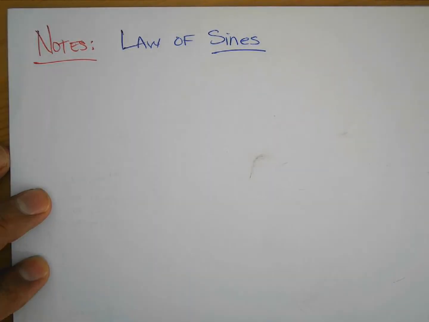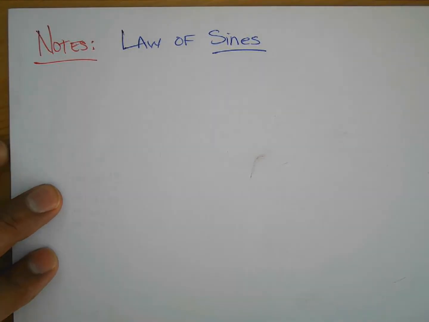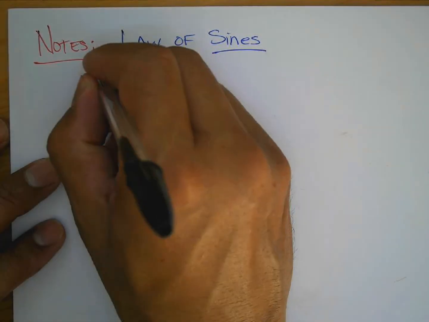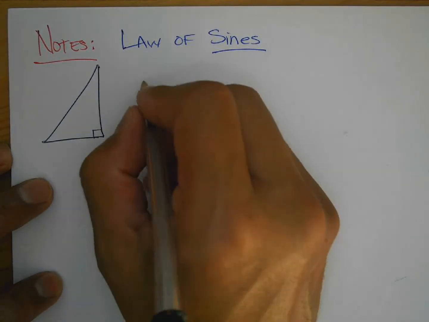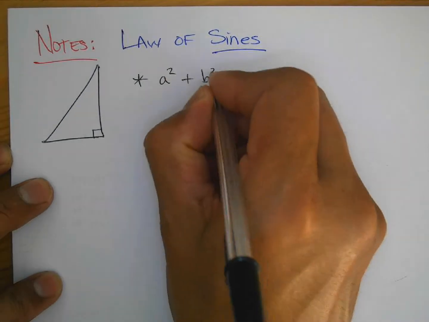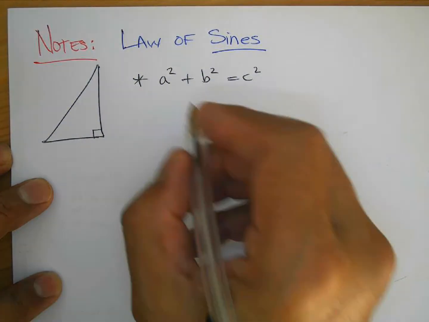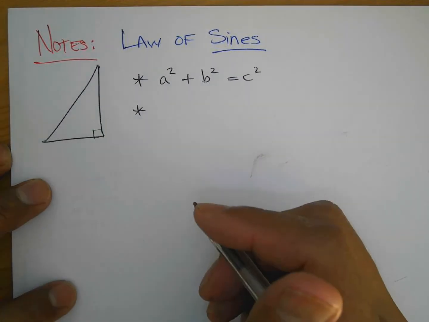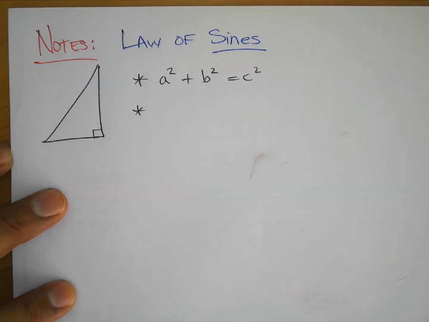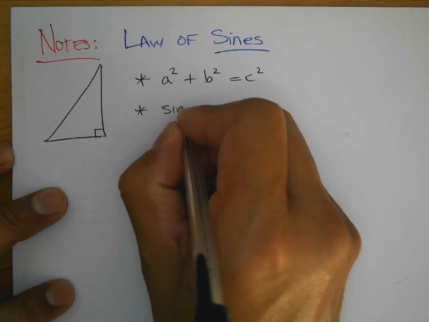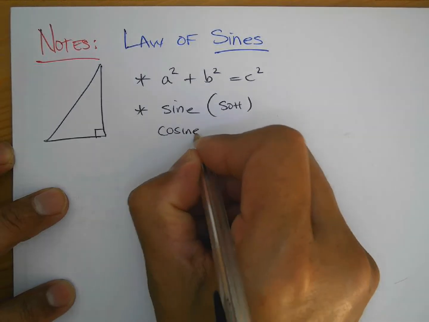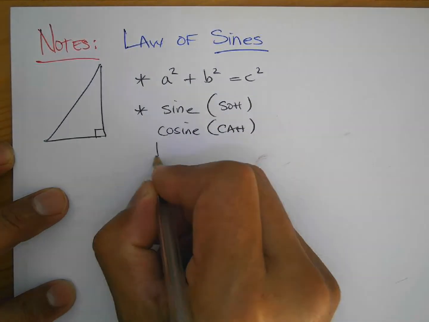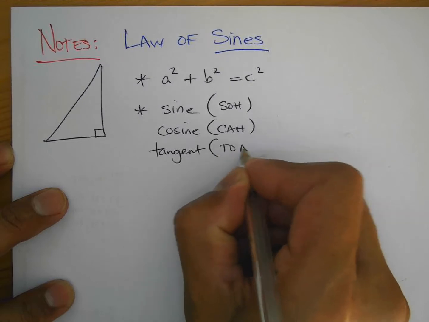Up until now, we've worked with right triangles, which means you can use the Pythagorean theorem to find missing sides. And you can use the trig functions to find missing sides and also to find missing angles. You can use sine, which is SOH, cosine, which is CAH, and tangent, which is TOA.